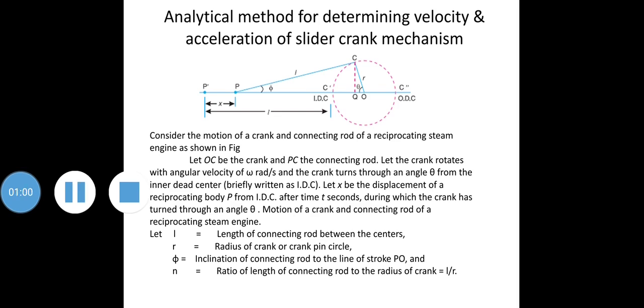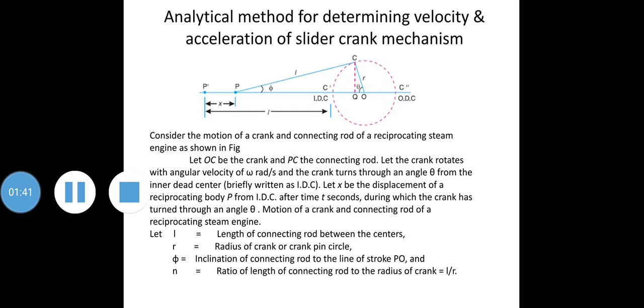Here we have to consider the motion of a crank and a connecting rod of a reciprocating steam engine, as we are able to see from the figure. Let OC be the crank and PC be the connecting rod. Let the crank rotate with angular velocity omega, in radian per second, and the crank turns through an angle theta from the inner dead center, that is IDC.